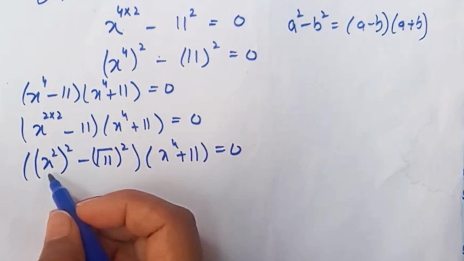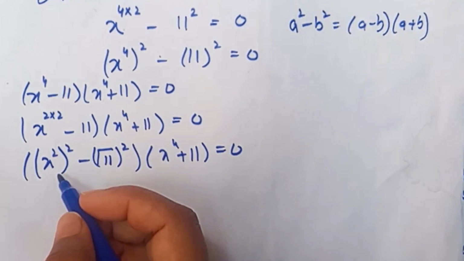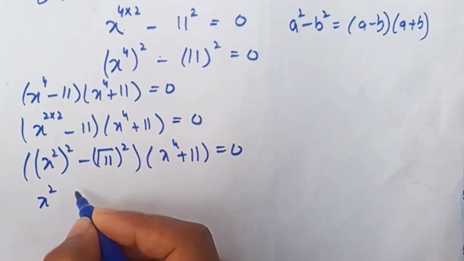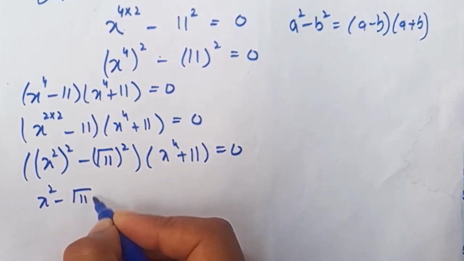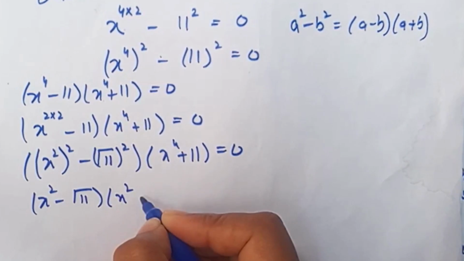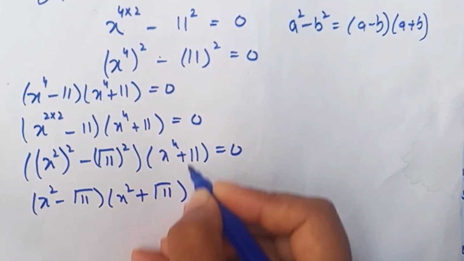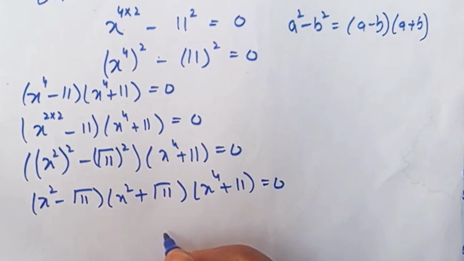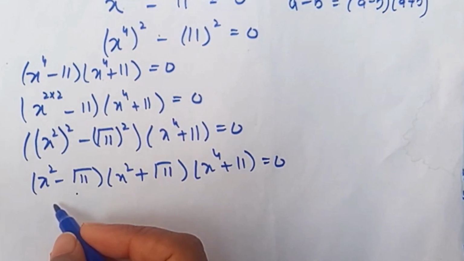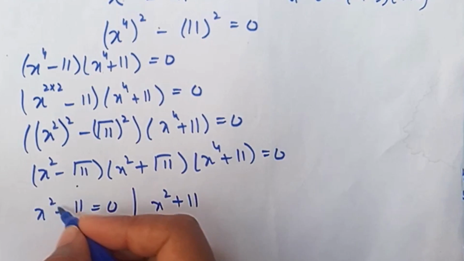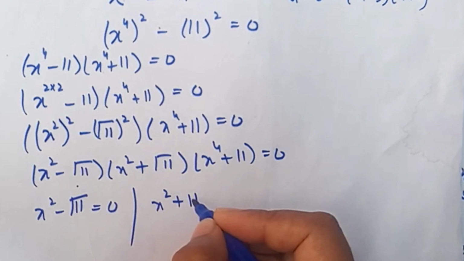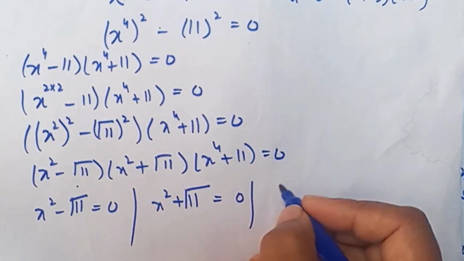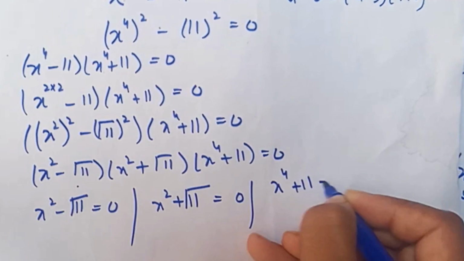Now in the next step, look at this term. In this step we again use this property, so this will become x square minus square root 11 multiplied by x square plus square root 11, and this is x raised to the power 4 plus 11. This is equal to 0. Now this implies one of them must be equal to 0. So we can write this as x square minus square root 11 equal to 0, and x square plus square root 11 equal to 0, and the last is x raised to the power 4 plus 11 equal to 0.